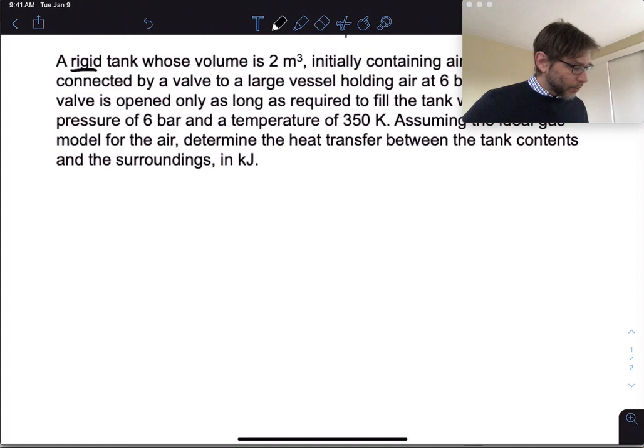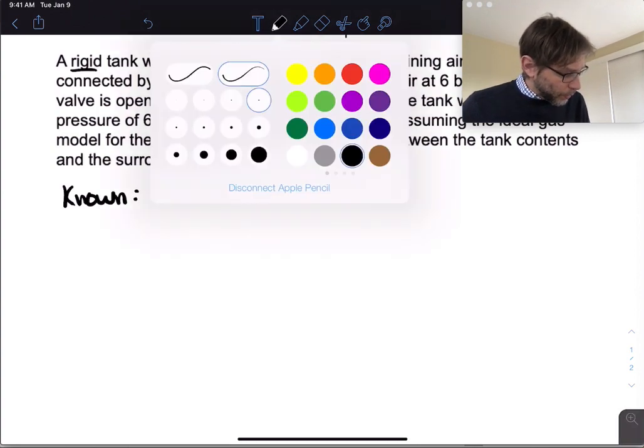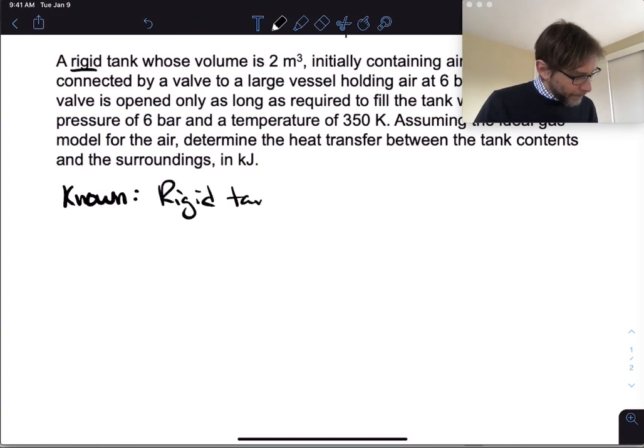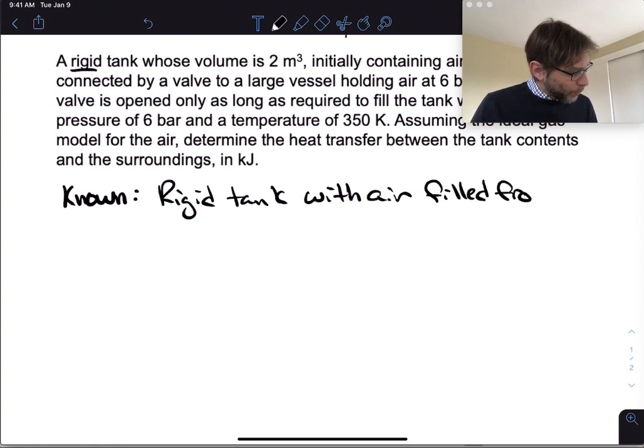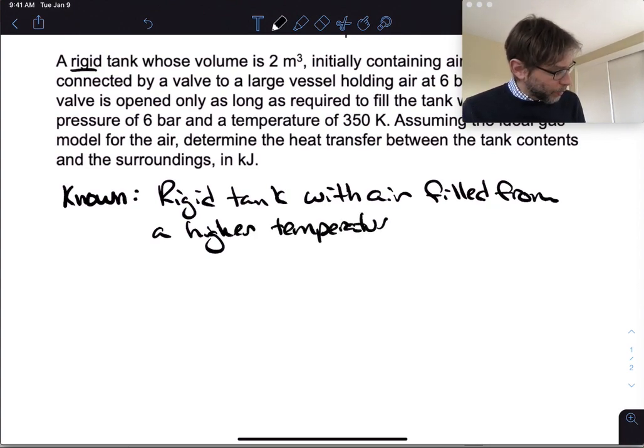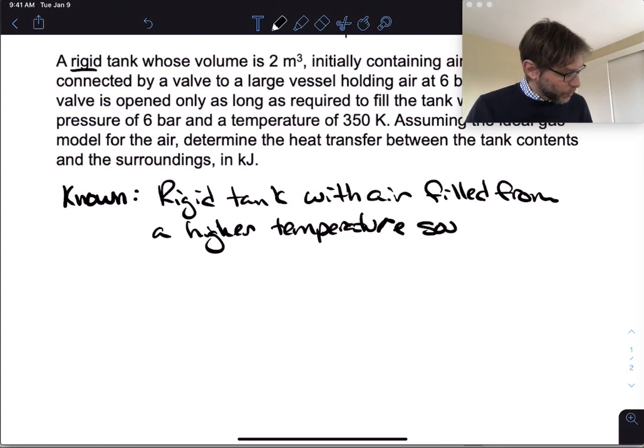Whoa, okay. This sounds really complex, right? But it's really not that bad. So we'll say, what do we know? We have a rigid tank with air filled from a higher temperature source. Okay, that's all you gotta do.